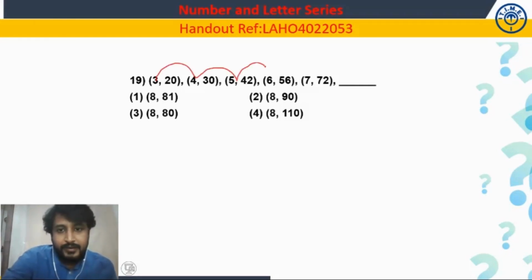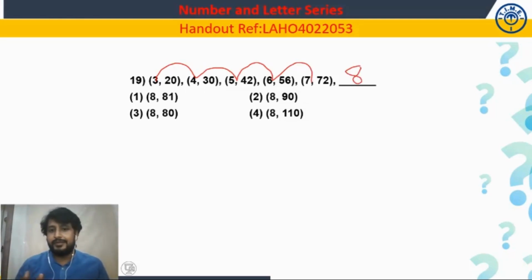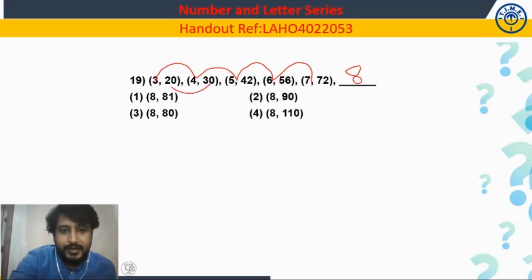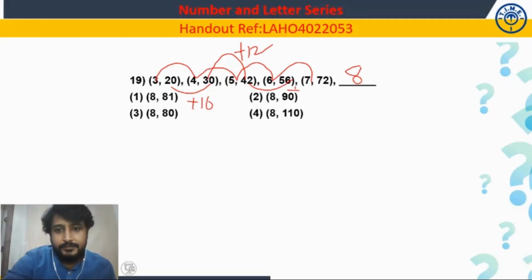3, 4, 5, 6, 7. Definitely it must be what? 8. Okay. 3, 4, 5, 6, 7 are consecutive natural numbers, so after 7 comes 8. Now the other numbers: 20 and 30 increased by 10. 30 and 42 increased by how much? 12. 42 and 56 increased by 14. 56 and 72 increased by 16.